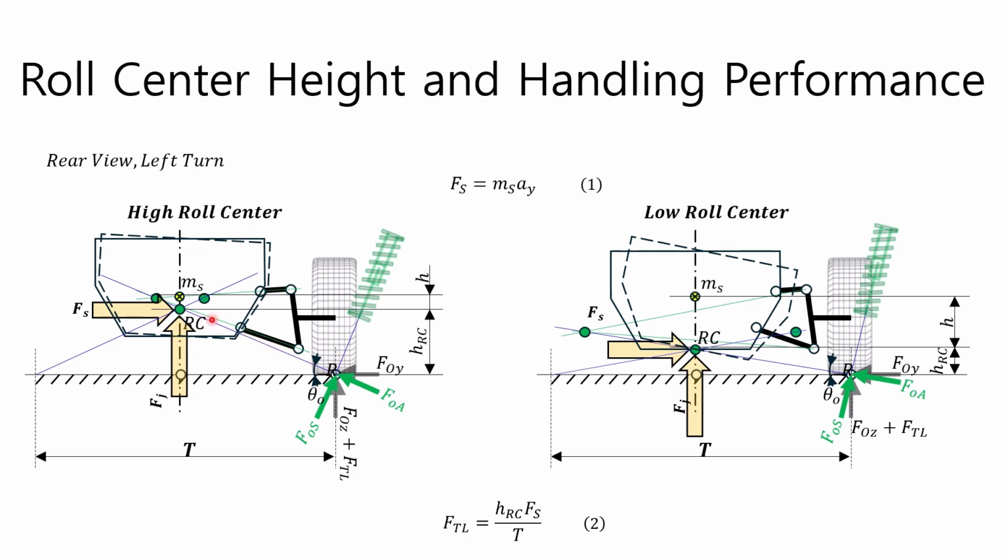In severe cases, the inner tire will lift off the ground, so all the force will act through the outer tire. This phenomenon can be improved by lowering the road roll center, but this will increase the roll of the sprung mass. To suppress the roll of the sprung mass, the roll stiffness must be increased by increasing the stiffness of the spring and the anti-roll bar. However, increasing the roll stiffness will worsen the ride quality, so it is important to locate the roll center in an appropriate location.